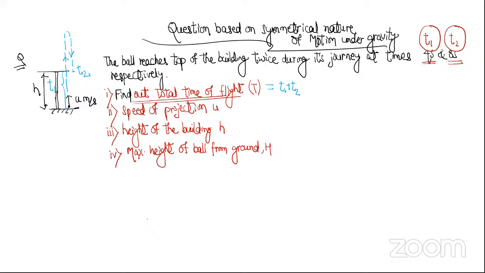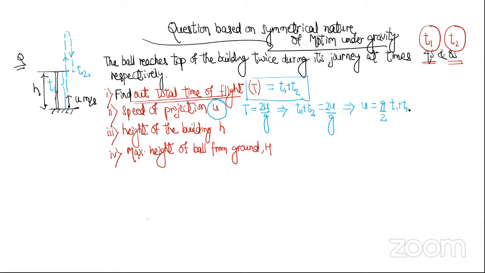See, once you have found this much, now find, okay, next question is find out speed of projection. Tell me the relation between time of flight and speed of projection. Who knows? Relation between time of flight and speed of projection. 2u by g. Correct. Now that we have found out t, that is t1 plus t2, so u can be found out. So u will be how much? u will be g by 2 into t1 plus t2.